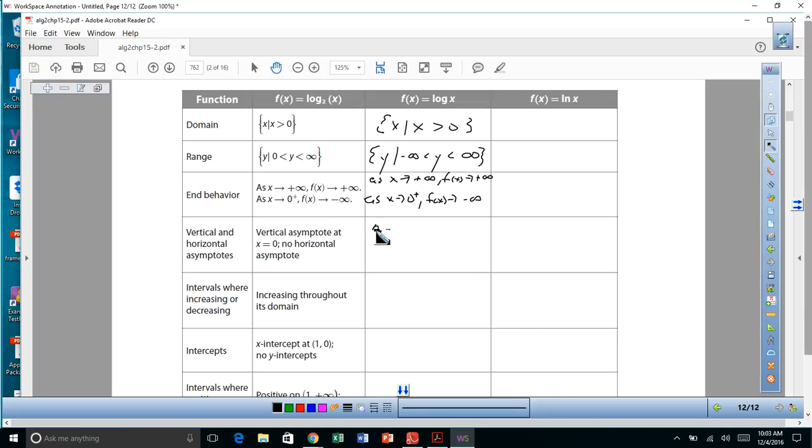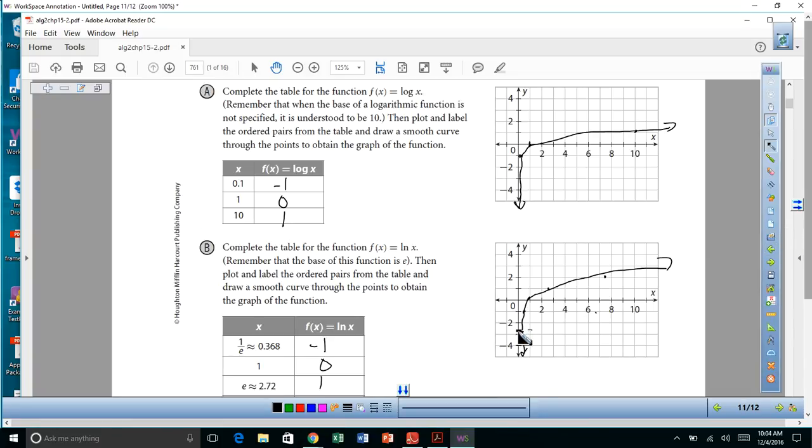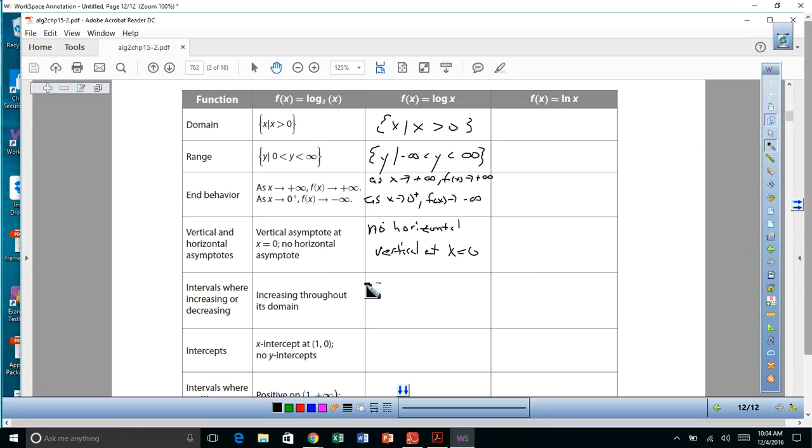There's no horizontal asymptote. There's a vertical one at x equals 0. And what about the interval? Well, it starts down here, and it increases throughout the interval. As x gets larger, f of x gets larger, so it's increasing throughout the domain.